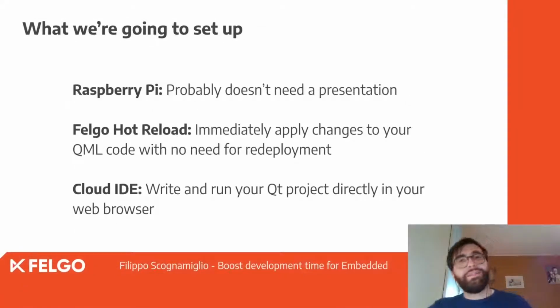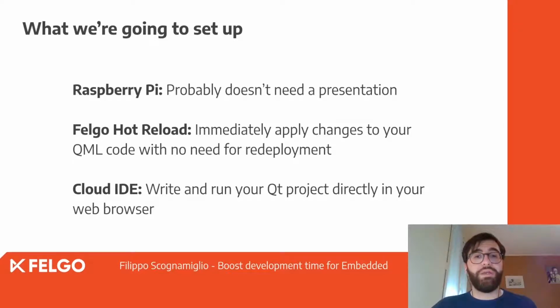Let's try to understand how we're going to approach this problem. We're going to first show you how to install the tools you need on a Raspberry Pi. Then we're going to explain a bit how Felgo Hot Reload works. And we're going to see it in action using the Felgo Hot Reload and the Cloud IDE together. So let's start with the first part.